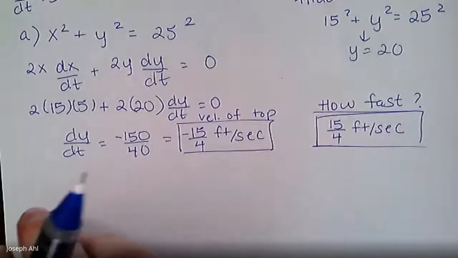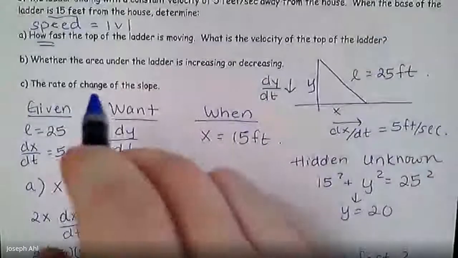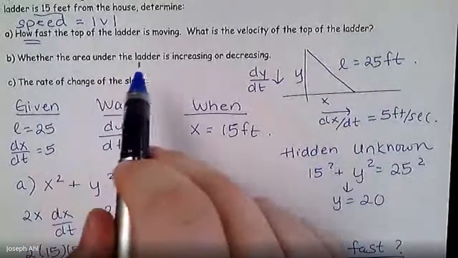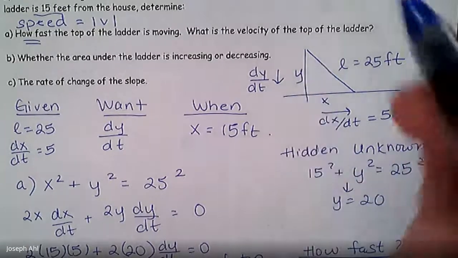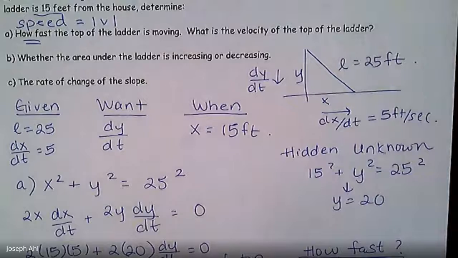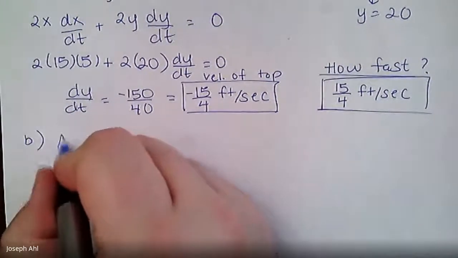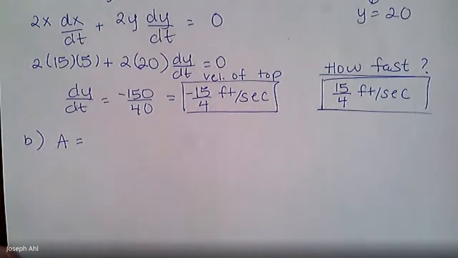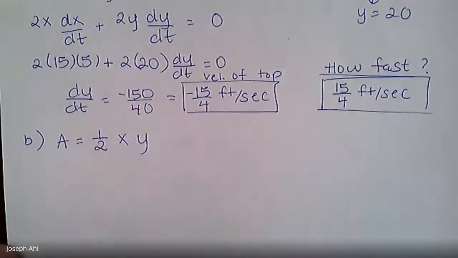Okay, so now we have part A done, and again, that should be very similar to what we did yesterday. The next two parts are going to look a little bit different. One of them is talking about figuring out whether the area under the ladder is increasing or decreasing. So we're trying to figure out the rate of change of the area as this ladder slides out. Is the area getting bigger underneath, or is it getting smaller? For area, we know that area is equal to 1/2 base times height for a triangle, and the base and the height are our lengths x and y there.